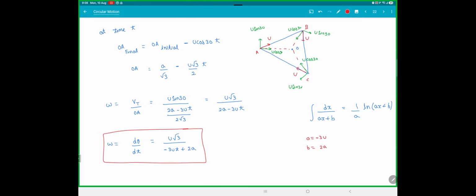So your v tangential is constant. What is changing is the distance, and that distance depends on u cos theta. Your initial distance was a by √3, and as you get closer and closer, the u cos 30 is decreasing that distance. So omega is increasing. It is rotating faster and faster, not because speed is increasing, but because the distance is getting closer.